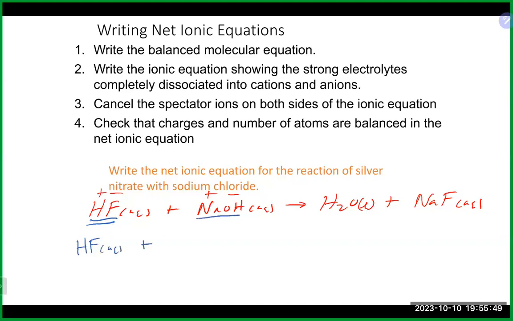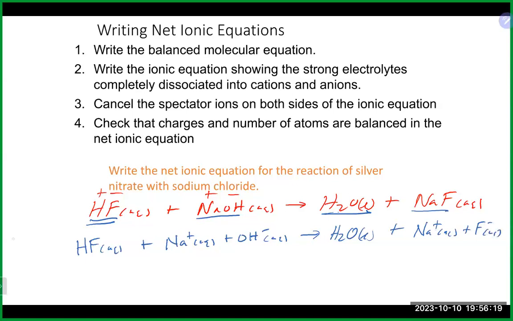This is a strong base, which means it will break apart into Na plus and OH minus. Now, water, which is a liquid, is one of those things that will stay together. Again, it's not going to make an ion, right? Water's covalently bonded, sharing electrons. So we will keep it together. And this is an ionic compound, which will break apart into a sodium ion and a fluoride ion. This would be our total ionic equation.